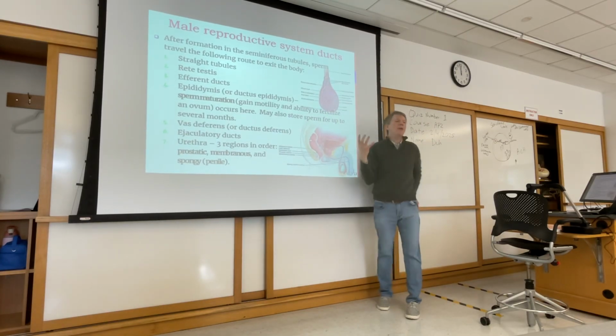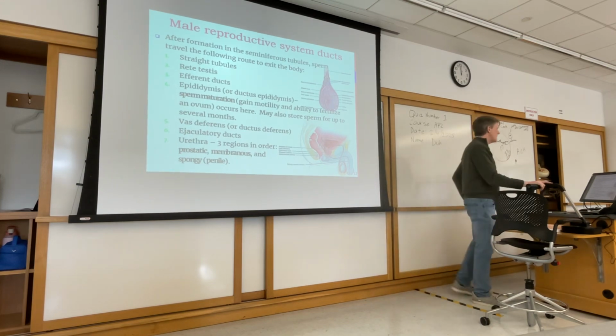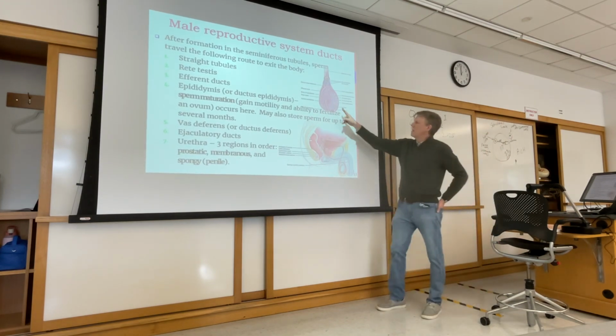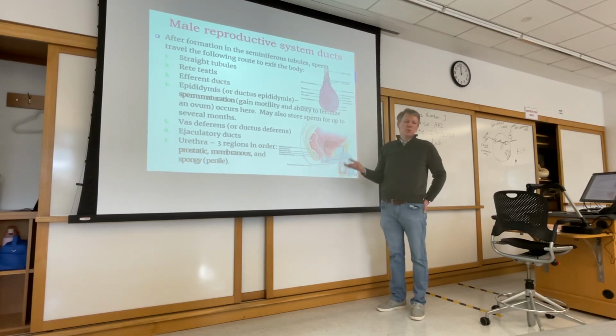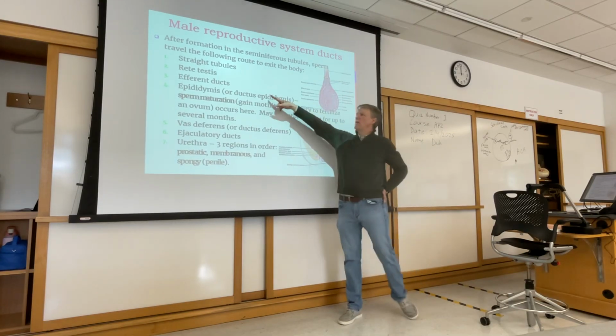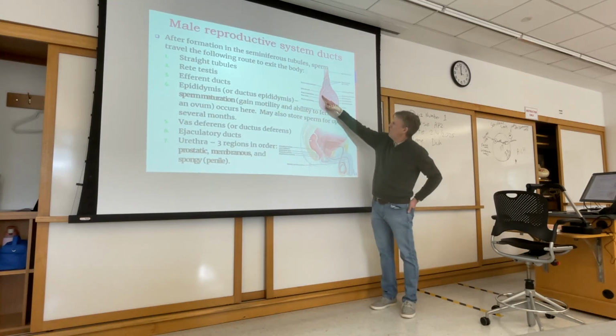There's a kind of pooling area or collecting area in the middle of the testes called the rete testis. So all the sperm show up there. Then the sperm are going to leave the testes using what are called efferent ducts. Okay, these would be the efferent ducts.